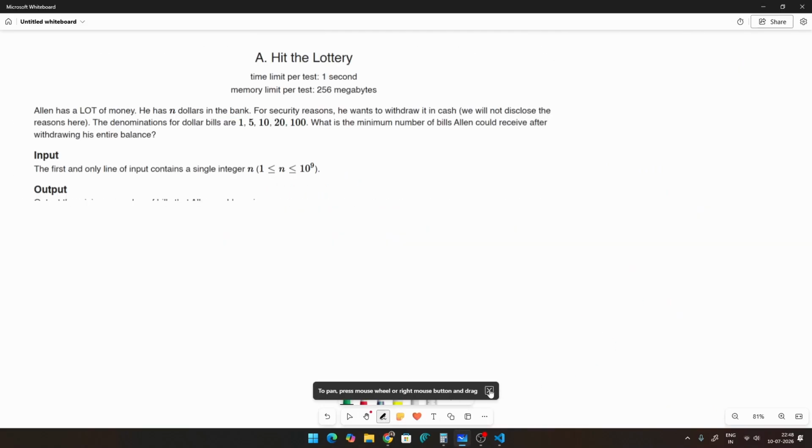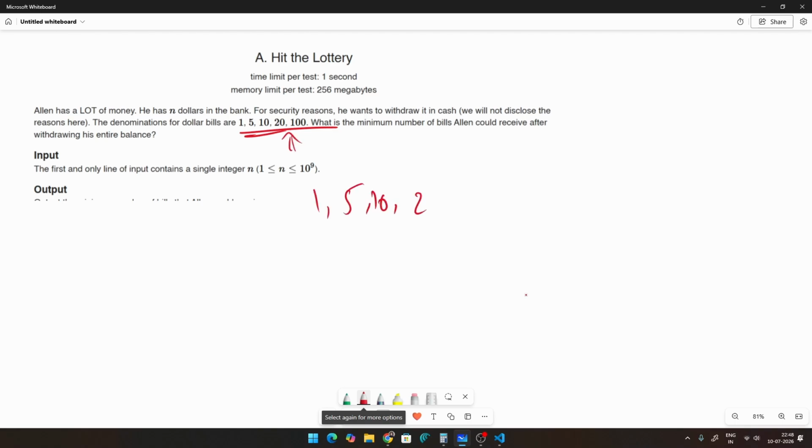All right, so this is a greedy problem. What I mean by greedy is generally in greedy problems you try to minimize or maximize something, and here you're going to be minimizing the amount of notes with respect to the bill values. So 1, 5, 10, 20 and 100. For understanding this better, I'm going to be assuming all of these are rupee notes. If you want you can do rubles or dollars or whatever you want.